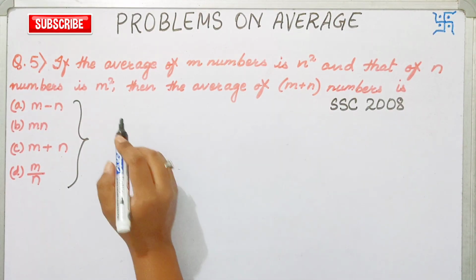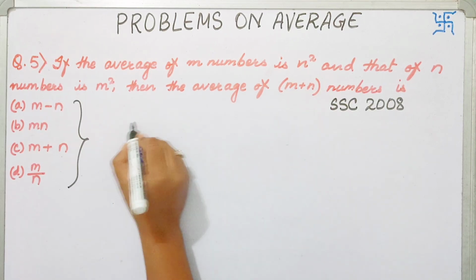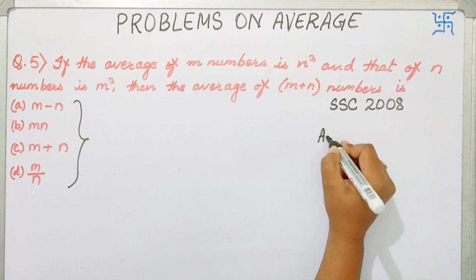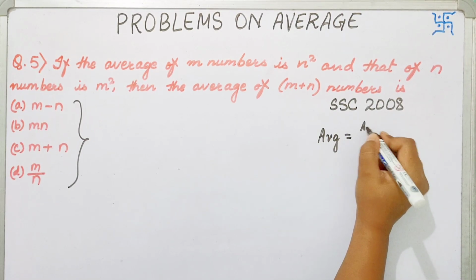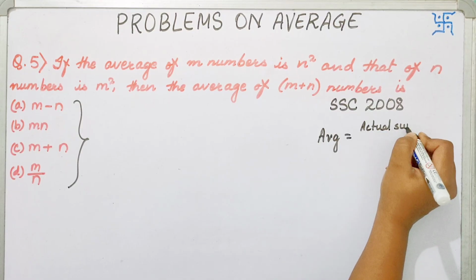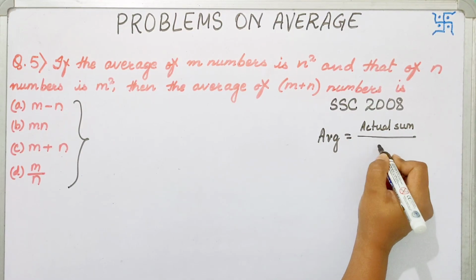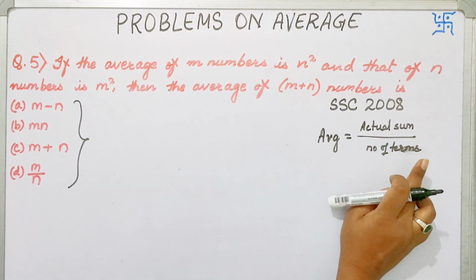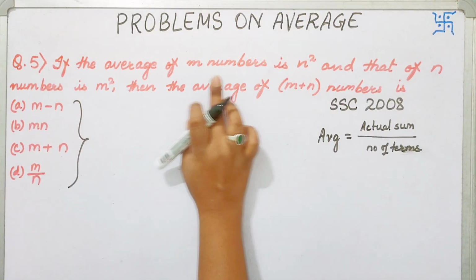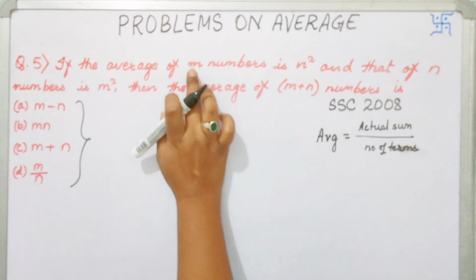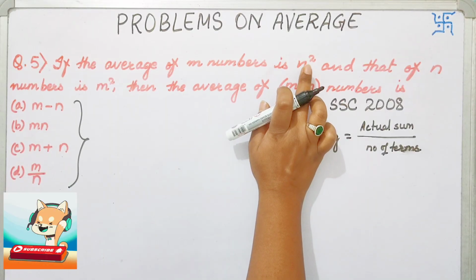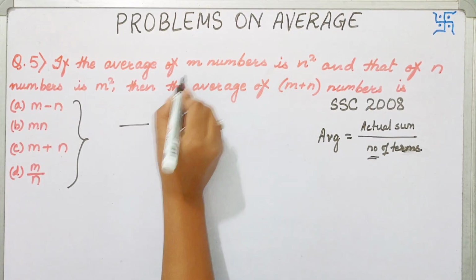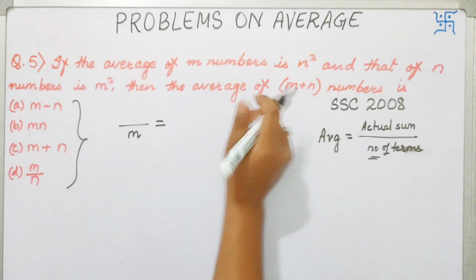Now let's understand the question. It says if the average of m numbers is n square. So I'll just write the formula first. We know the formula for average is actual sum divided by number of terms. Okay, so actual sum divided by number of terms, this is the average. Now if the average of m numbers, over here the number of terms is provided, it is m, and the average is provided, it is n square. That means the number of terms is m, and average is n square.